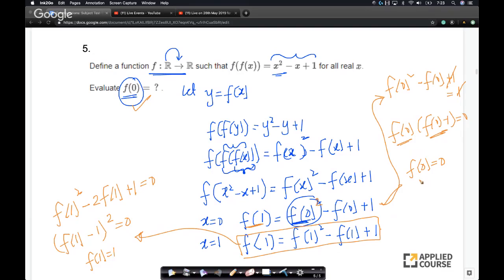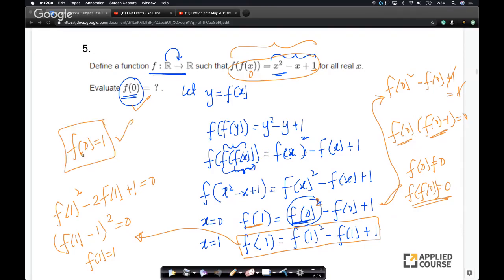Then f of 0, what will f of 0 be? f of 0 will be equal to 0, right? If you think about it. But if you use this formula, f of 0 will be equal to 1, which means f of 0 cannot be equal to 0. The only valid option is f of 0 equals 1. This is the only valid option, right?